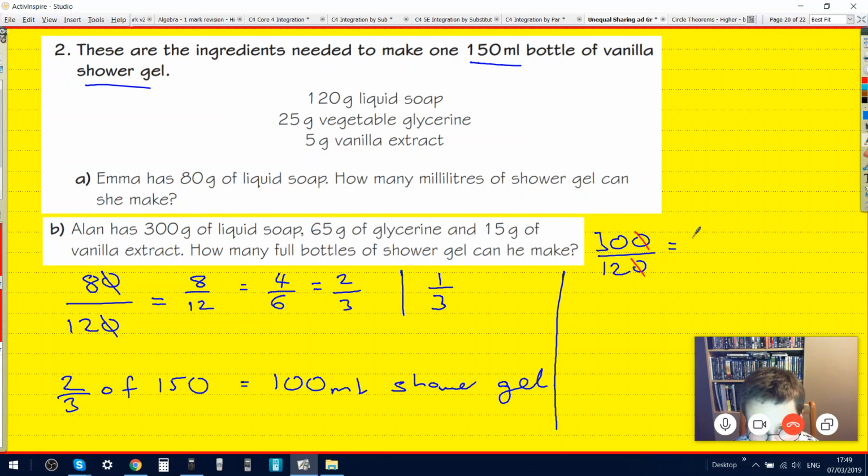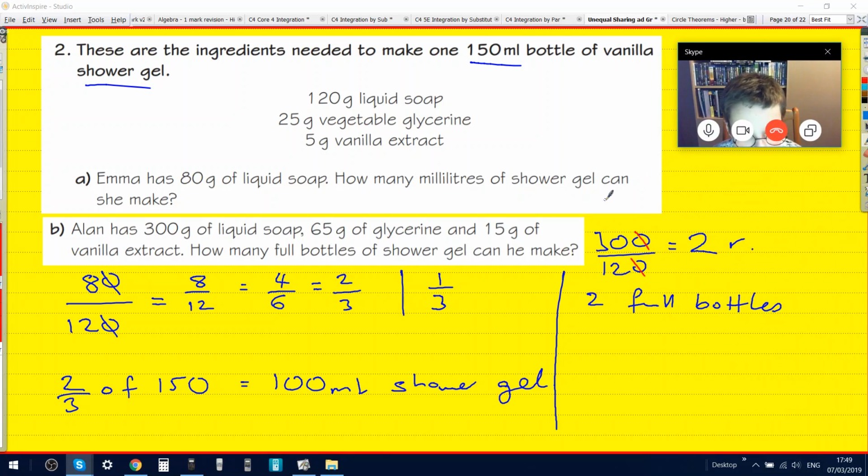Actually, wait, it'll go in twice and with some remainder. So how many full bottles could they make? 2. So that's 2 full bottles. Is there any other one that could make more or less? So that was the liquid soap. Yes. 65 grams of glycerine. You need at least 25 grams of vegetable glycerine.